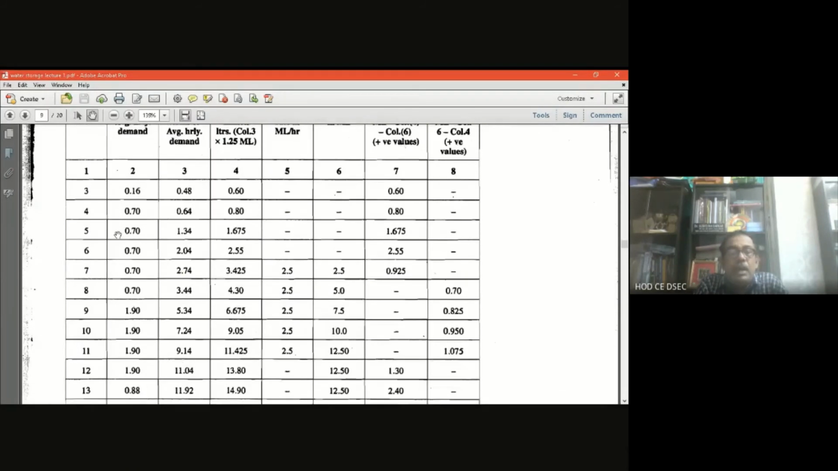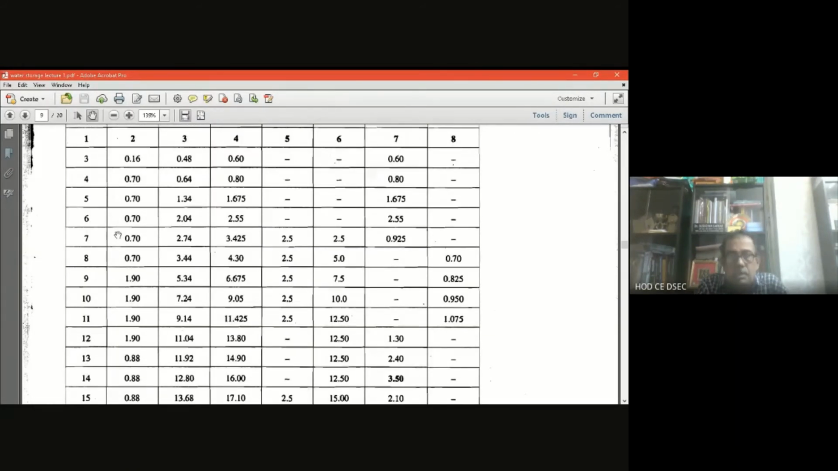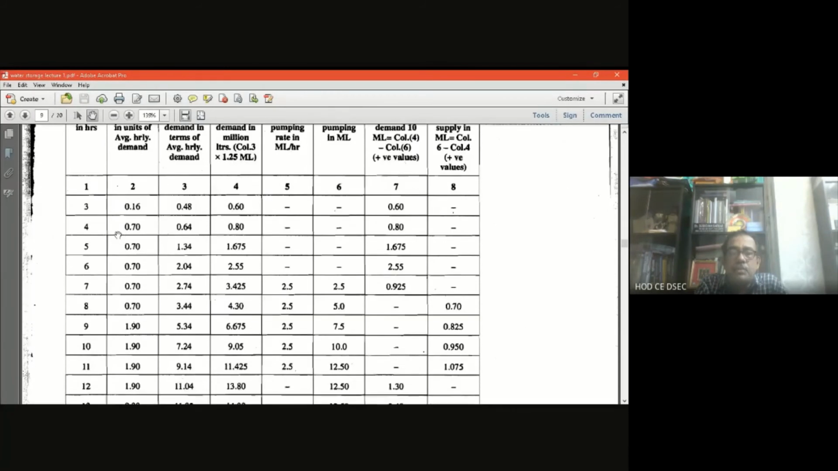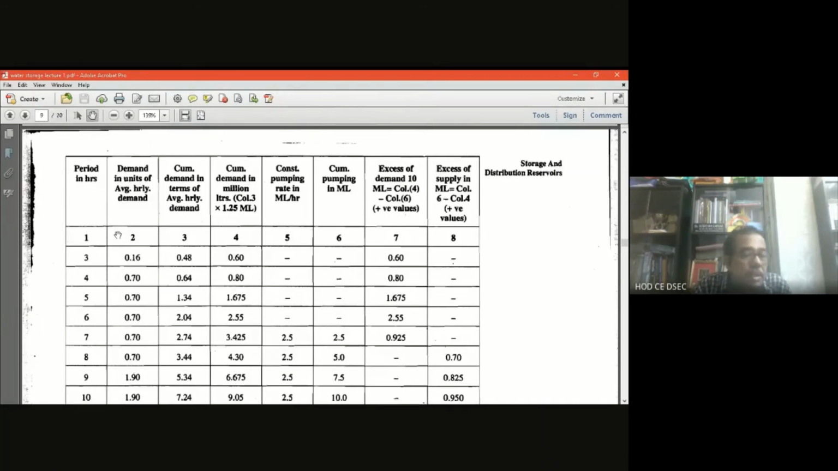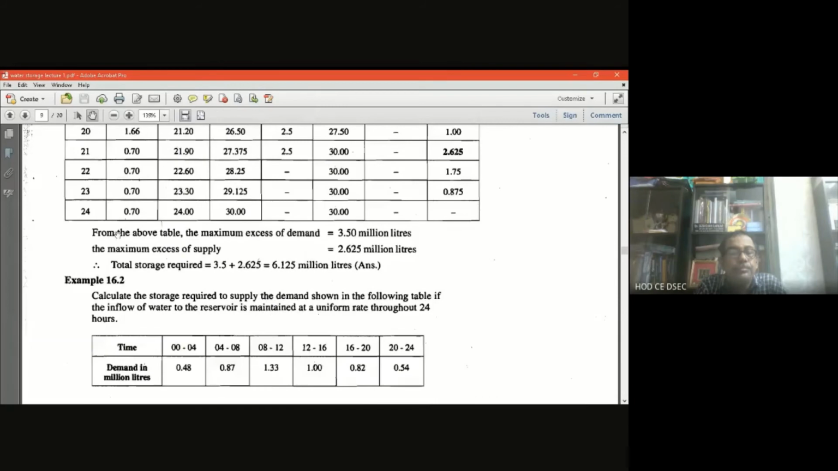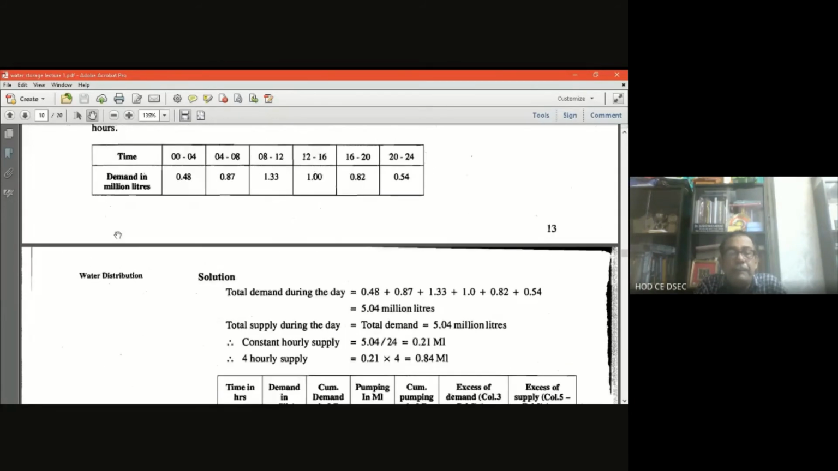Fine. Now when the pump started the operation, from the 8th hour the excess supply value has been put. So again, from the tabulation, that excess supply and excess demand, to the maximum ordinate, that is the excess of the demand, you have to find out. Excess of the demand has been found out as 5.04 million liters. So 5.04 million liters is the excess demand.